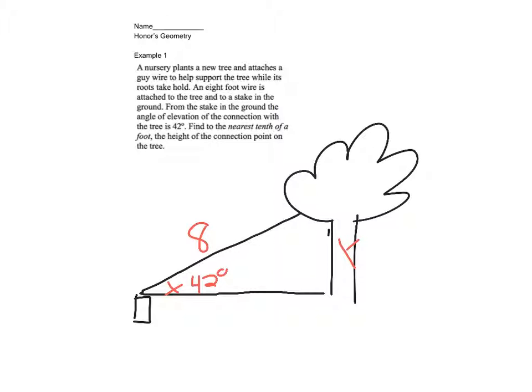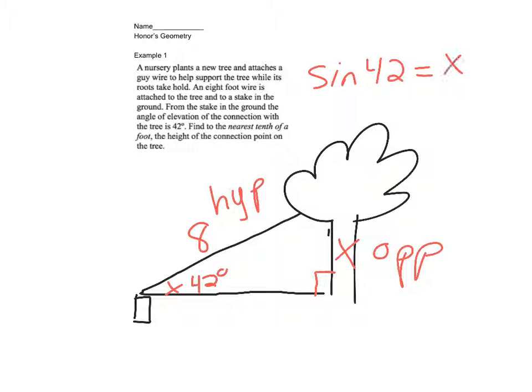So now I'm going to use trig. It's going to make a right angle with the tree and the ground. So I have opposite, and I have hypotenuse. So I have sine of 42 degrees equals x over 8. And I'm going to multiply by 8. So my answer would be whatever 8 sine 42 is. And I apologize, I cannot find my calculator at home. But you can type that in and you would round to the nearest tenth.